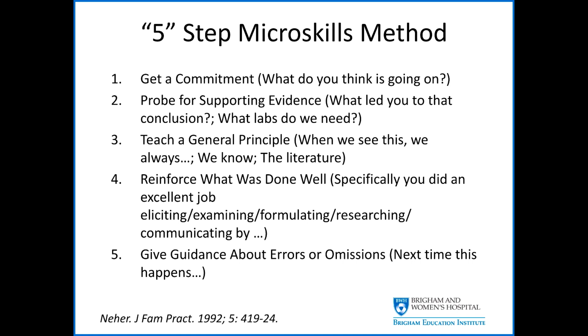We can use these adult learning principles in teaching adult learners. And there are a variety of different methods that we can use. I like this 5-step microskills method, and the reference is listed here at the bottom of the slide. And it involves these 5 steps. So step 1 is to get a commitment. So as you're working with somebody, to really have them say what they think is going on. Then probe for supporting evidence. What led you to that conclusion? What labs do we need? What other tests do we need to use to look more into what's going on here?